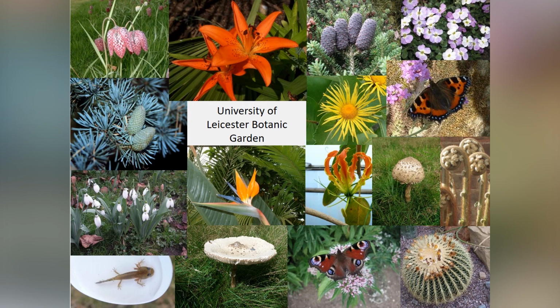All these photographs were taken at the University of Leicester Botanic Garden. Clearly you can see many of the species shown are flowering plants. Which other classification groups can you see?